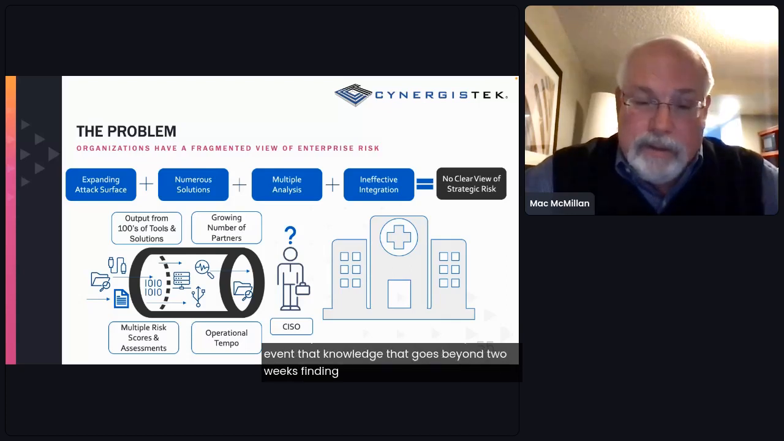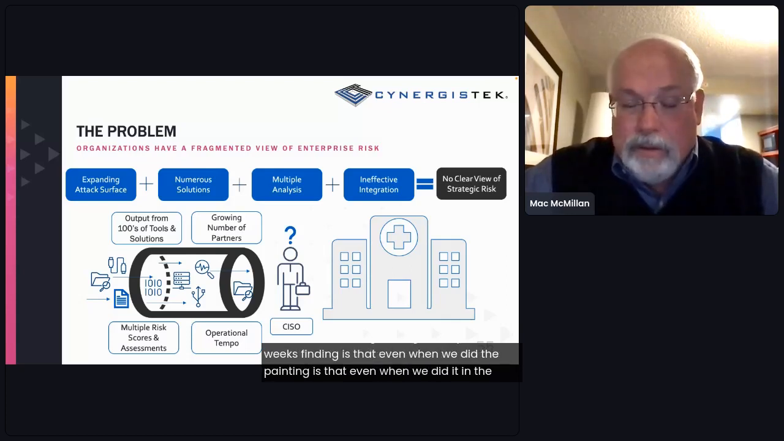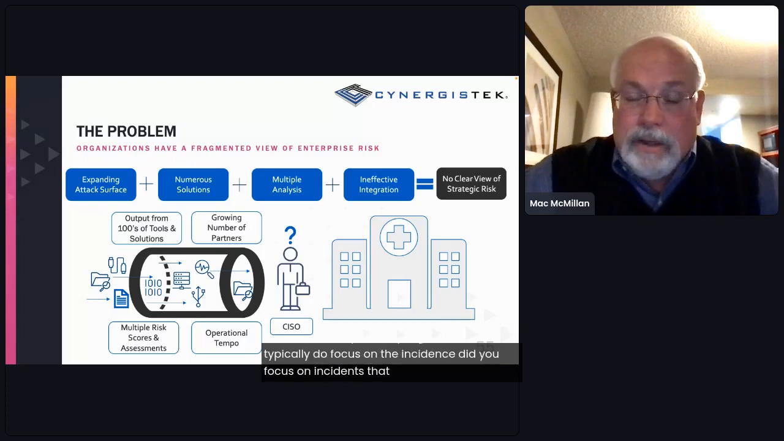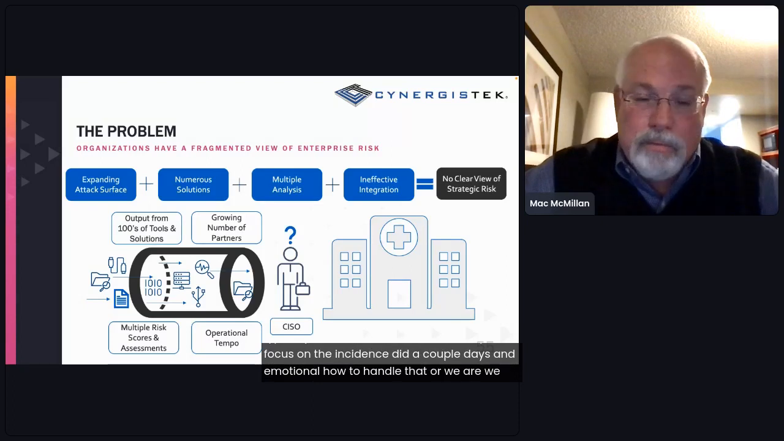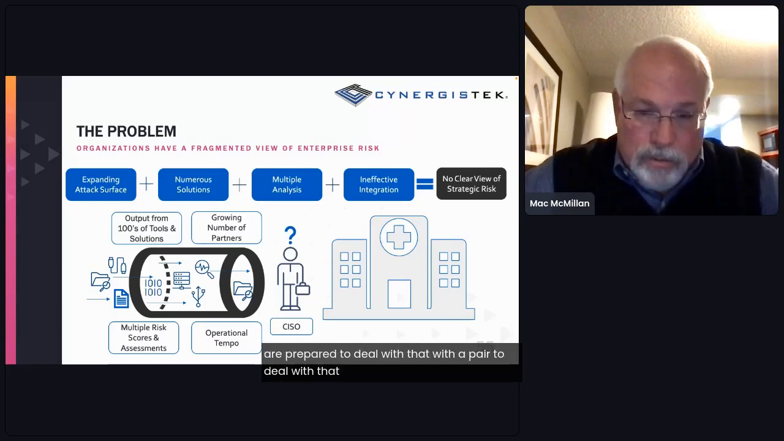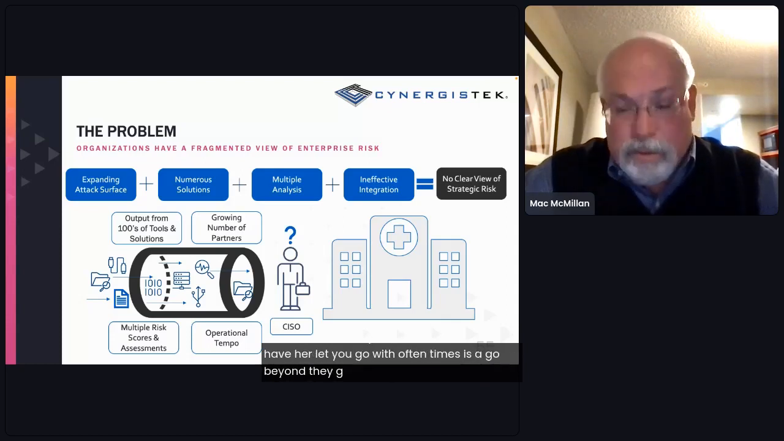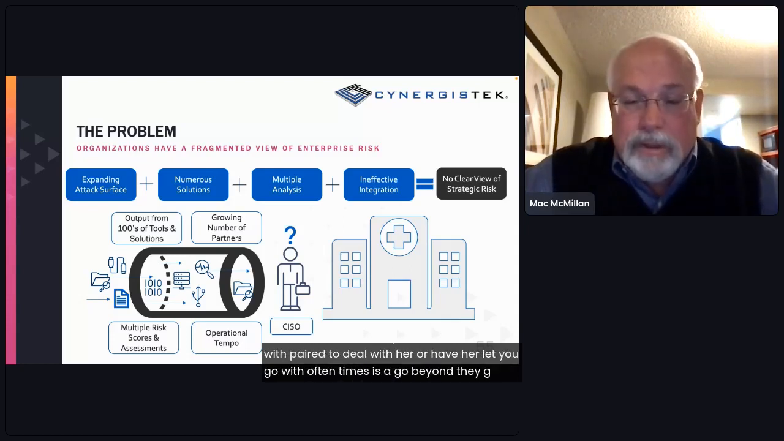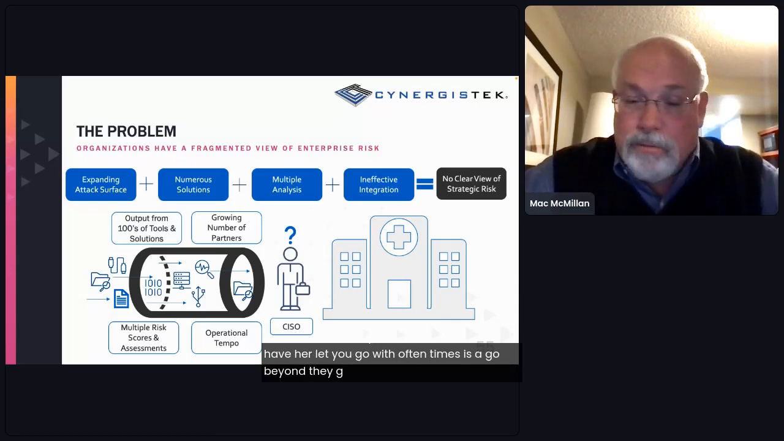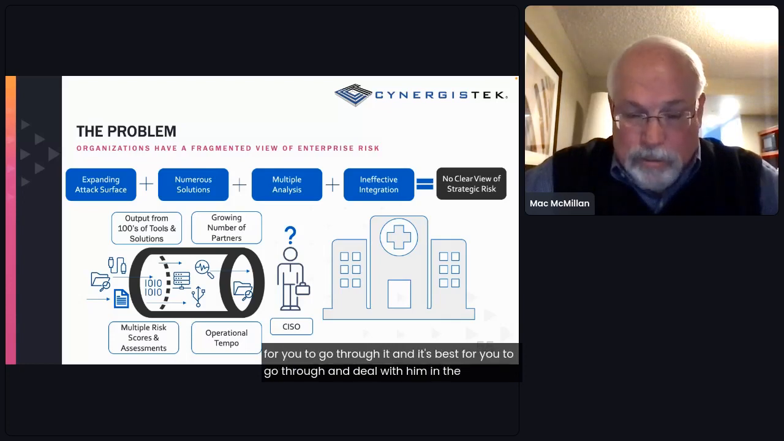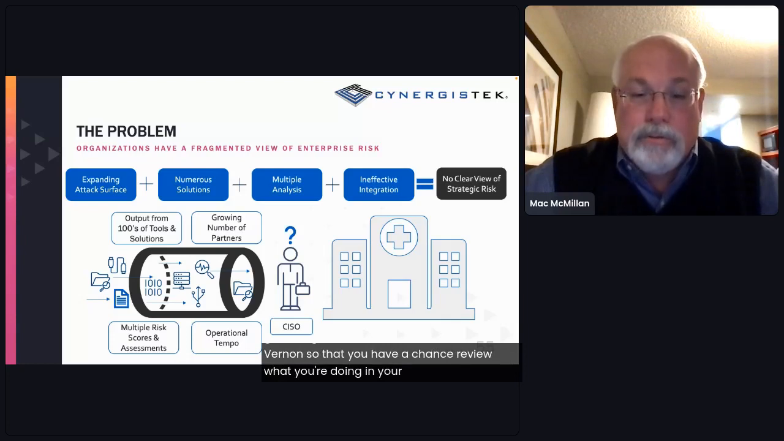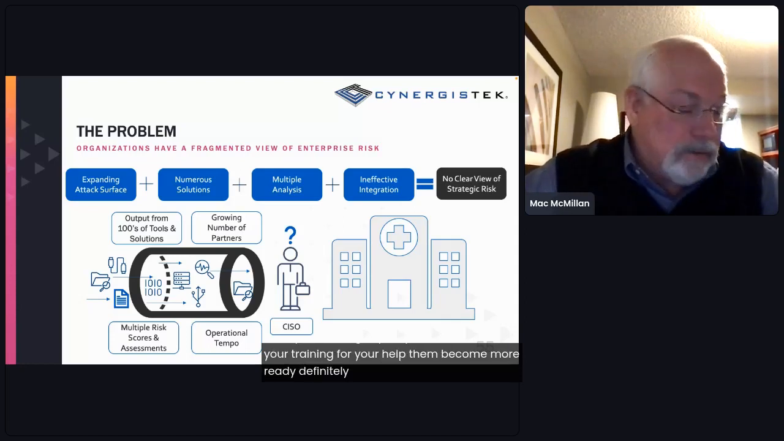Because what we're finding is that even when we did the tabletops and the exercises in the past, organizations typically tended to focus on incidents that only lasted a couple of days. And in most cases, we know how to handle that, or we are prepared to deal with that. What we're not prepared to deal with, or are less prepared to deal with oftentimes, is those events that go past a week, go past 2 weeks, go past 3 weeks. Because they bring up an entirely new set of issues that we have to deal with. And it's best for you to go through those and deal with them in that exercise environment, so that you have a chance to go back and review your procedures and your processes and your training for your people to help them become more ready when, God forbid, something like that actually happens.